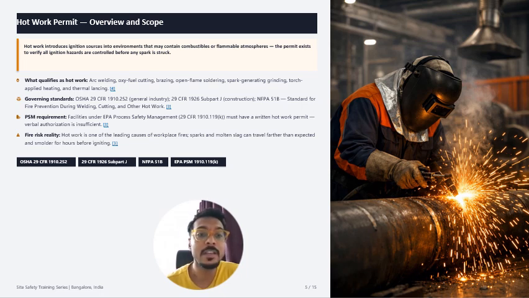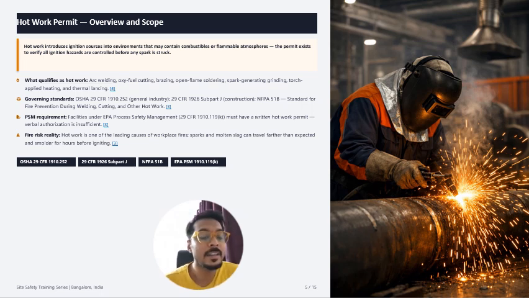For governing standards, there is OSHA 29 CFR, and NFPA 51B is also a standard for fire prevention during welding, cutting, and other hot work. PSM requirements: a facility under PSM, process safety management, must have a written work permit, and verbal authorization is insufficient. Obviously, you should take written permission. Verbal is not acceptable at all, whoever the concerned person is. You need a document for that.